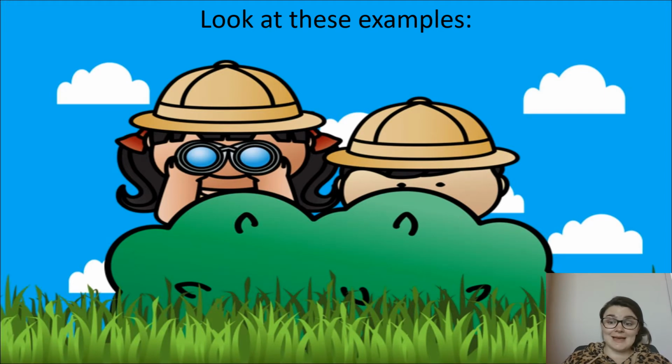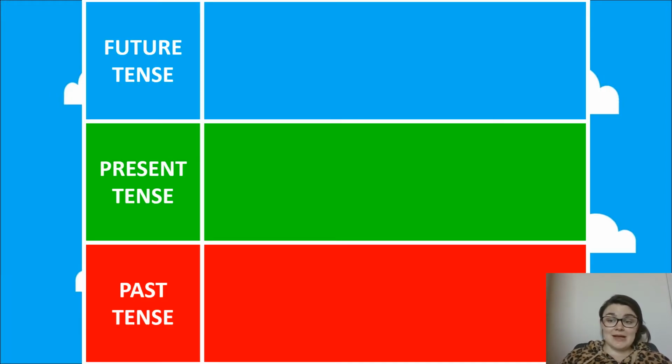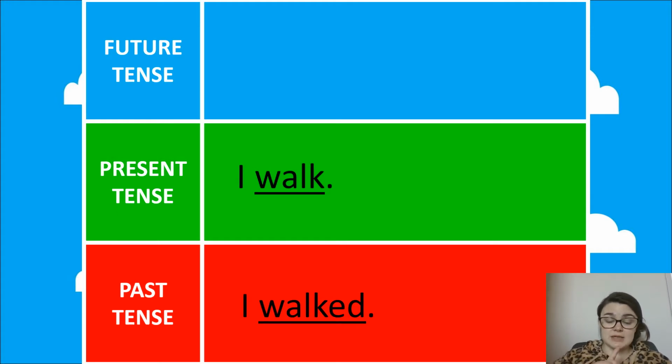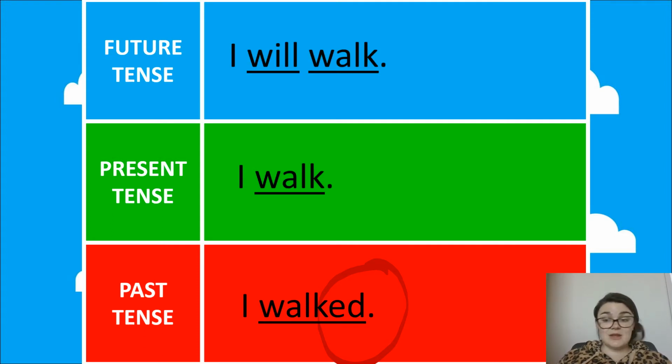Look at these examples. In the present tense, my sentence would be, I walk. It's something I'm doing now. In the past tense, my sentence would be, I walked. Notice how the sentence changes by adding an ed to the end when I'm talking about the past tense. My future tense would be, I will walk. It's something I haven't done yet, but I plan to do in the future.